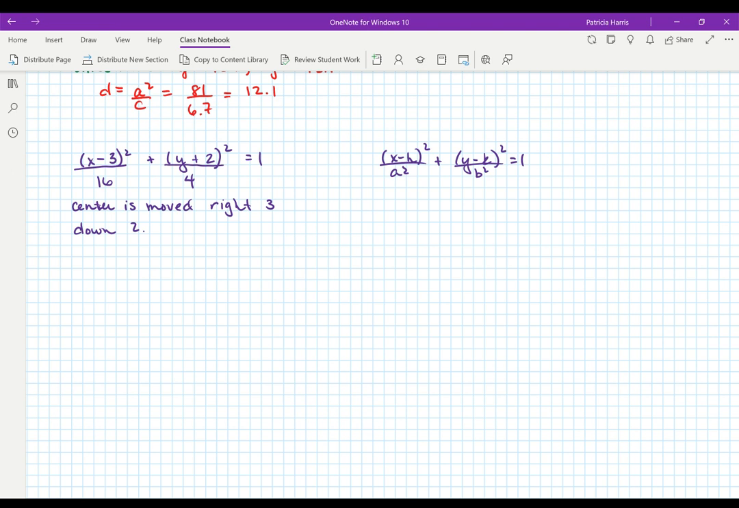So this one, let's see, in what direction is our major axis? Well, it's still horizontal. Okay, so below the x-axis is always horizontal. So let's write that down. Our center is 3, negative 2. A squared is 16. A is 4. Okay, B, our minor axis is 2. Now, I'm not going to worry about the foci right now. We're just going to graph right now.